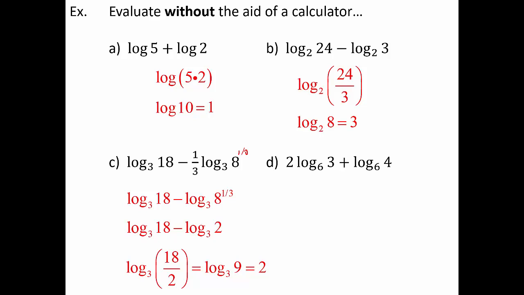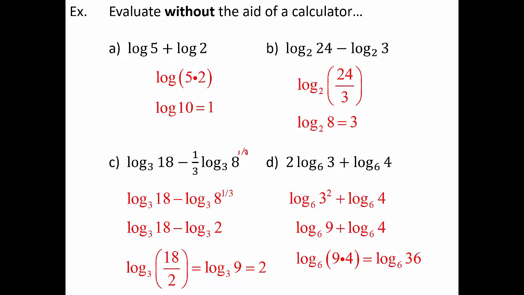And the last one, we're going to bring the 2 to the top as 3 squared, which will be 9. Then we will condense addition to multiplication. 9 times 4 is 36. Log base 6 of 36 is 2.